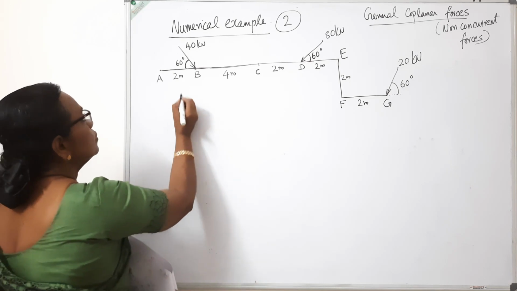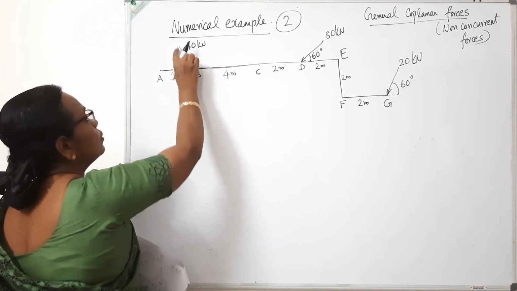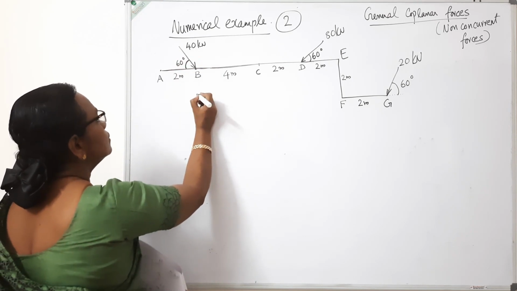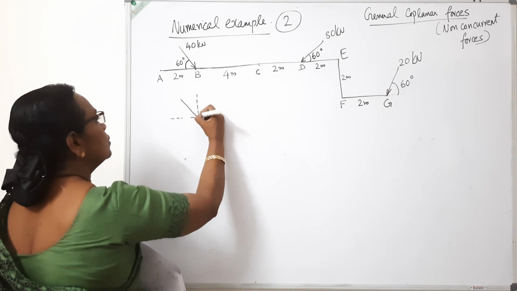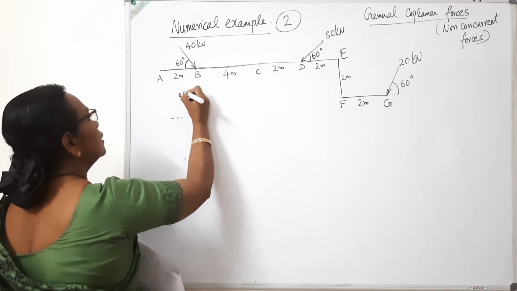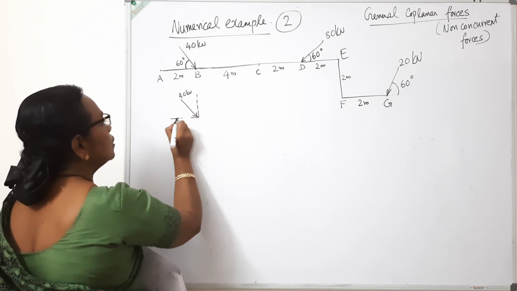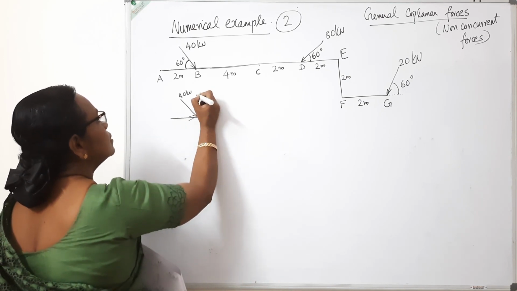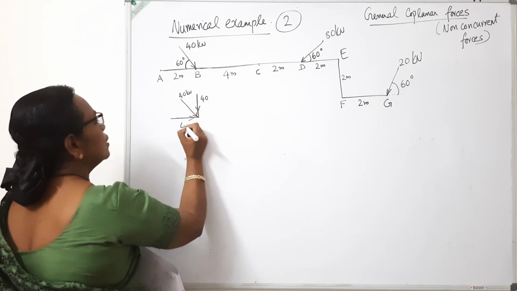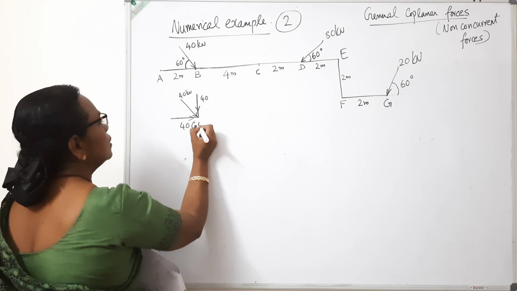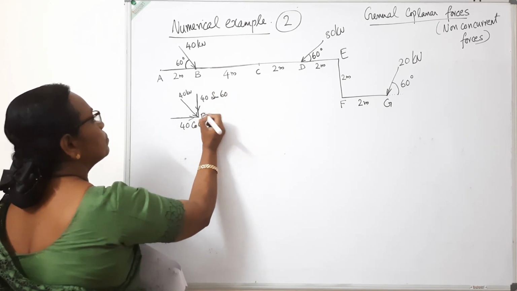So first step is to resolve these forces. How to resolve this force of 40 kilonewton? If you resolve it, this is 40 kilonewton inclined at 60 degrees. So it is towards this point B. So the two components will be towards, and this will also be towards. This is 40 cos 60. This will be 40 sin 60 at point B.